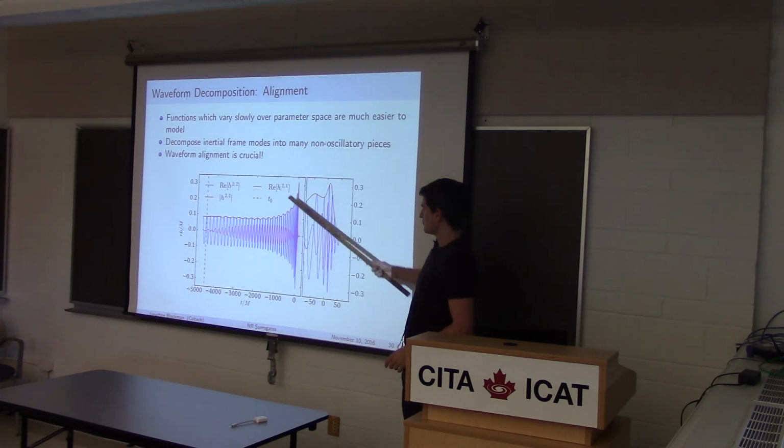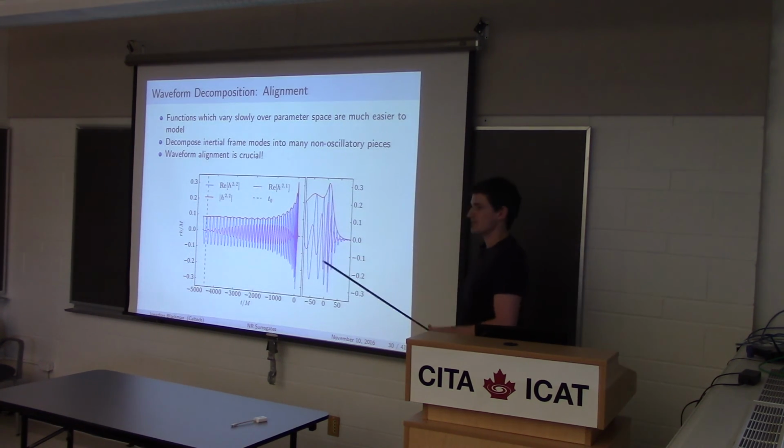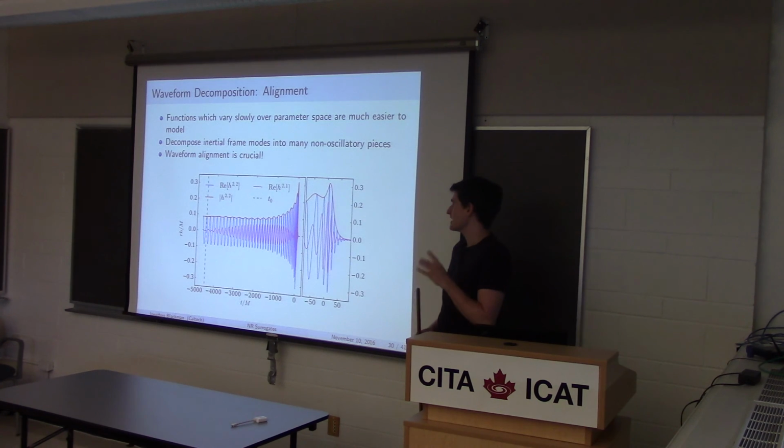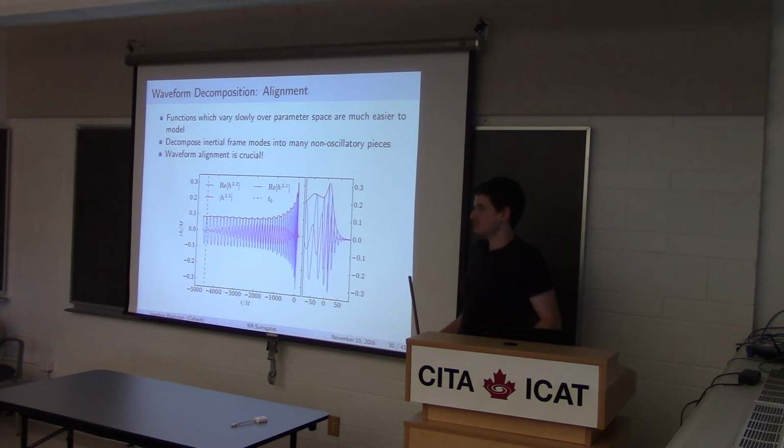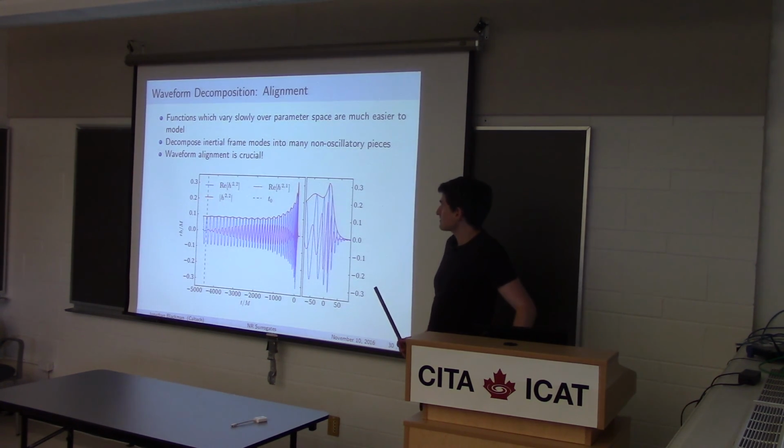Also, if we look at the 2-1 mode in purple here, we of course have these amplitude modulations. And so we'll end up with a very large basis and very difficult parametric fits if we try to build surrogate models for these components. So what we end up doing is a big waveform decomposition into simpler pieces.